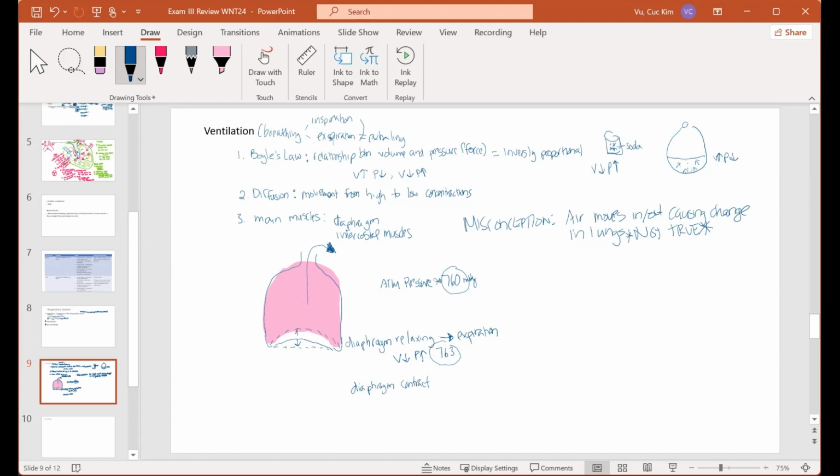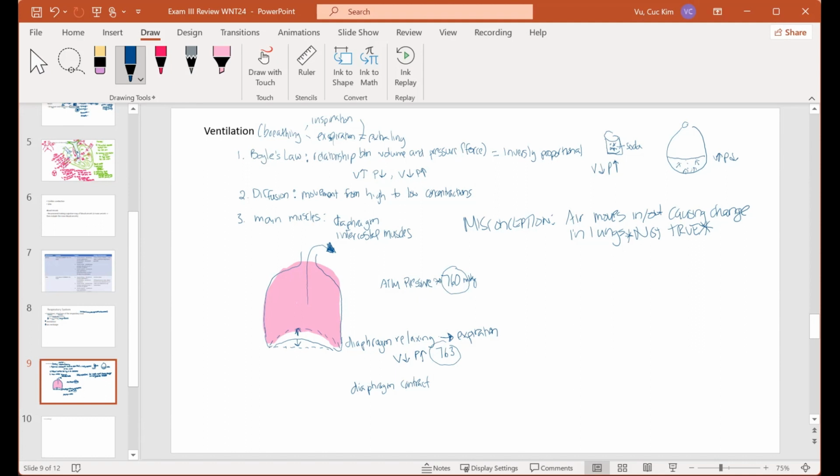Okay. So when it relaxes, it pushes up. When it contracts, it pushes down. So when it pushes down, when it gets shorter, because you can see the distance from here to here with a straight line is shorter, right? And that's what happens when muscles contract. So when muscles contract, the diaphragm straightens out, gets shorter.